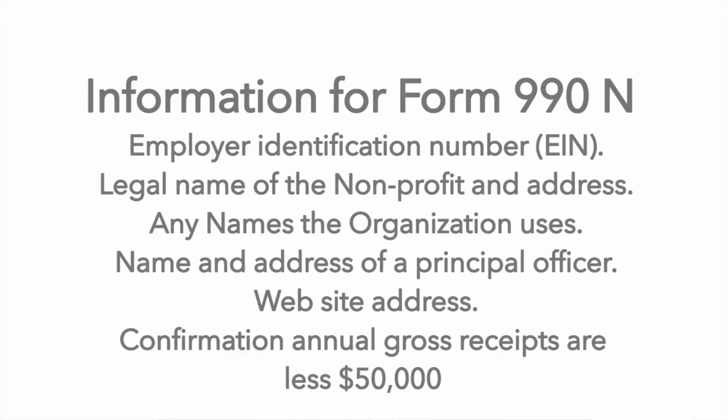Now that you know what form you need, let's see what information you'll need. Form 990N, as I said, is filed online only. For that, you're going to need your employer identification number, the legal name of the nonprofit and the mailing address, any other names the organization uses, the names and addresses of principal officers, website addresses, confirmation that the organization's annual gross receipts are $50,000 or less, and if applicable, a statement that the organization has terminated or will be terminating.